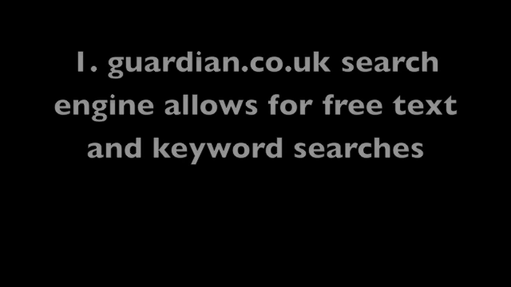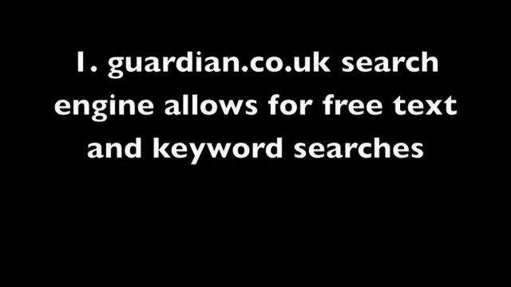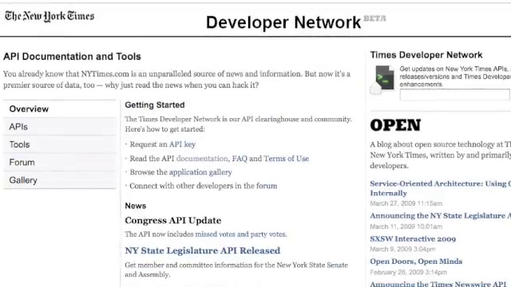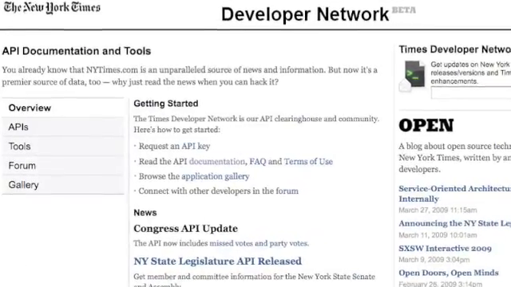So what's so great about this Content API thing? Well, first of all, it is run using the Guardian search engine, which can be used for free text and keyword searches. Second, it allows developers to access the entire collection of tagged articles. Number three, the Content API supports output in XML, Atom, JSON, or almost any other programming language. And unlike the New York Times' article search API, the Guardian's Content API permits commercial use of articles.